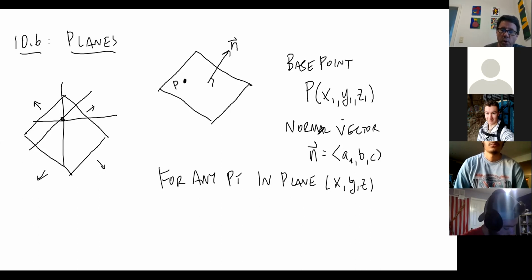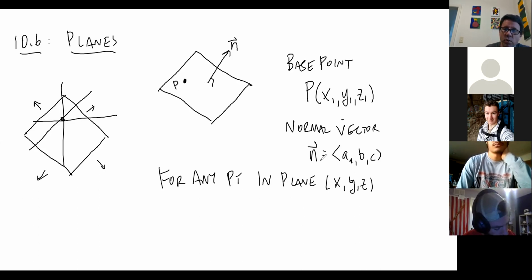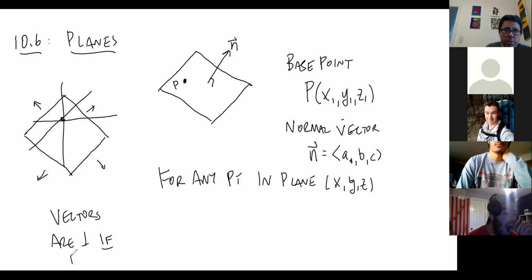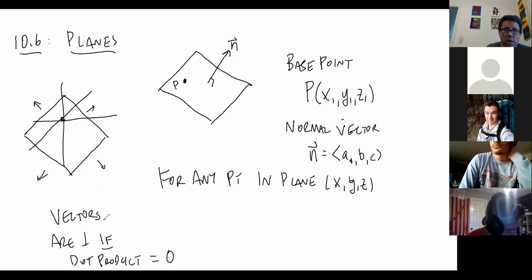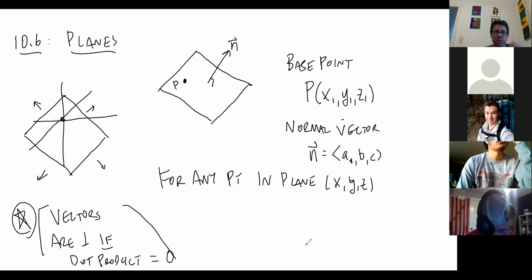What does it mean to be normal? That means it's perpendicular. Well, how do you test to see something perpendicular? It turns out that we did that before. We know that vectors are perpendicular if the dot product is equal to 0. So that's the key there. So what we're going to do is take the vector between P and this other point. We're going to do the dot product with the normal, and we better get 0.